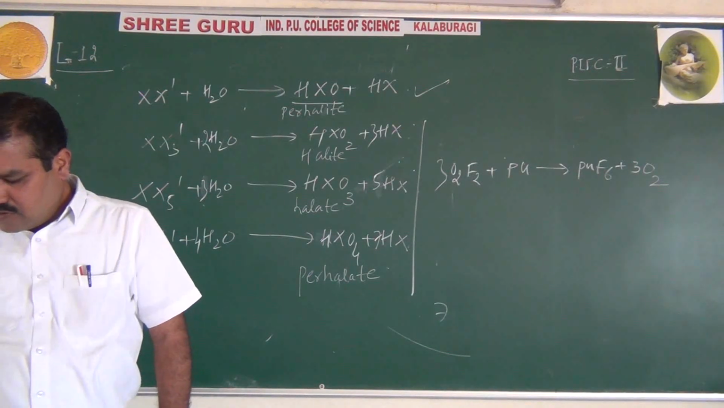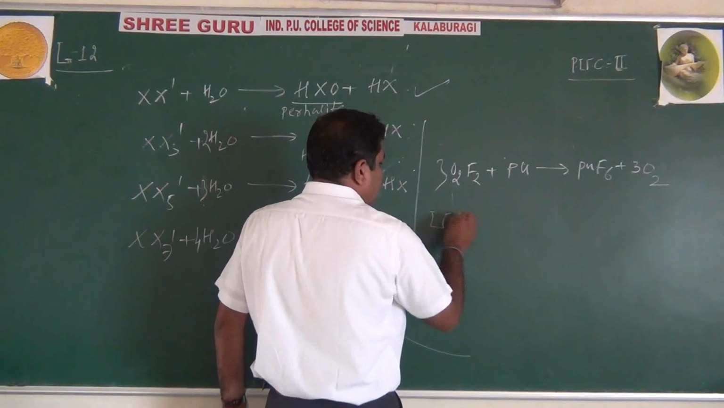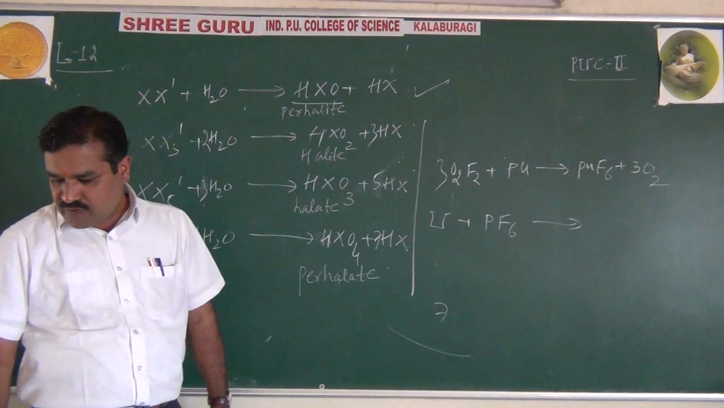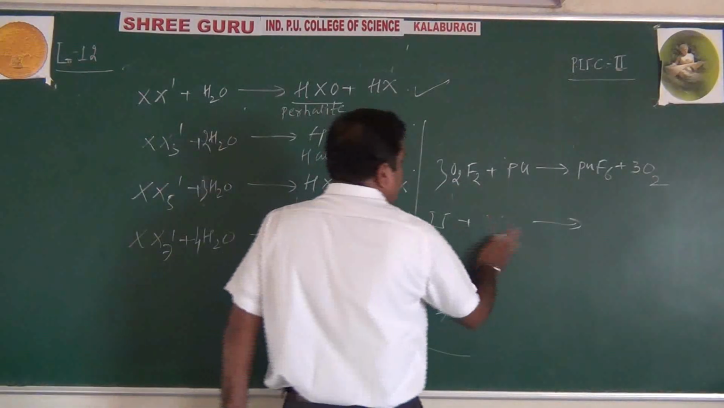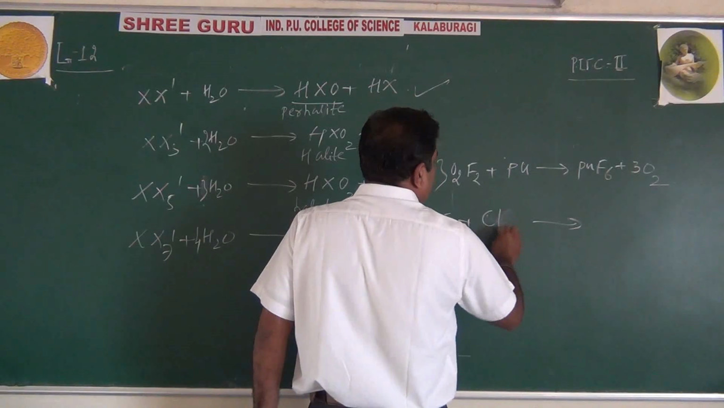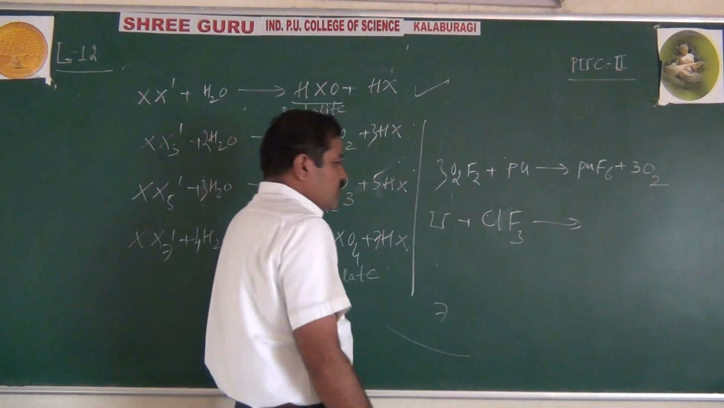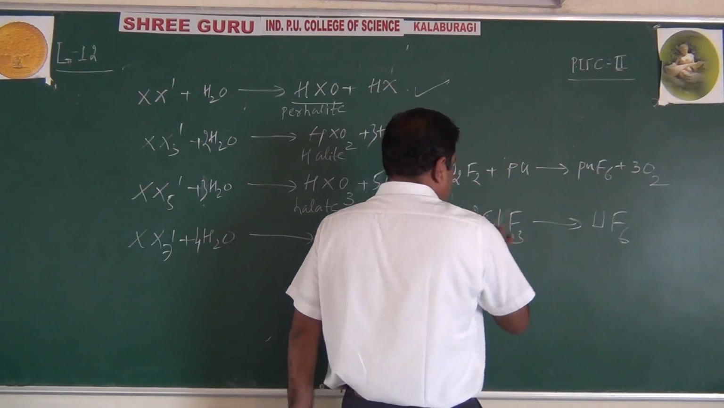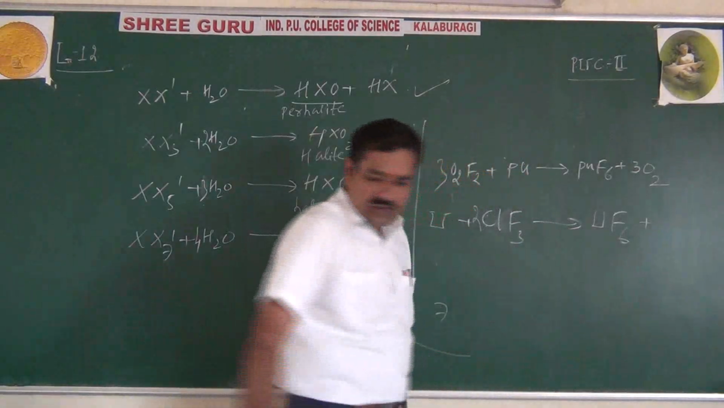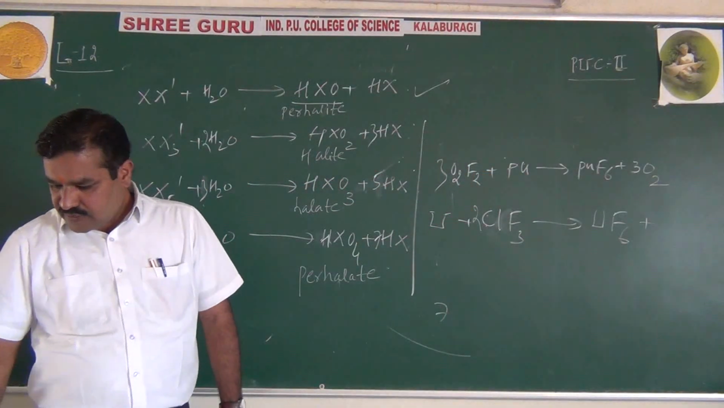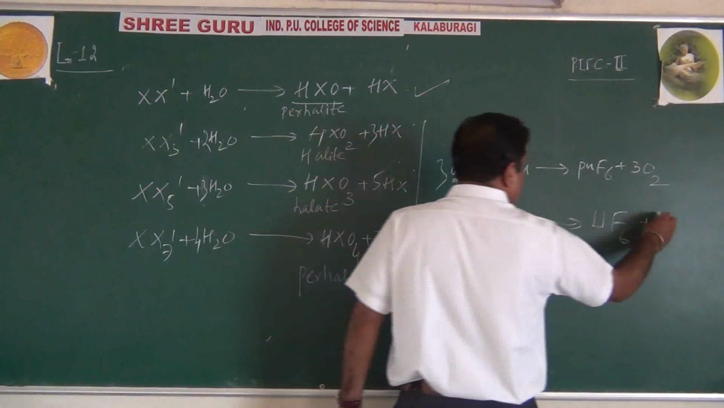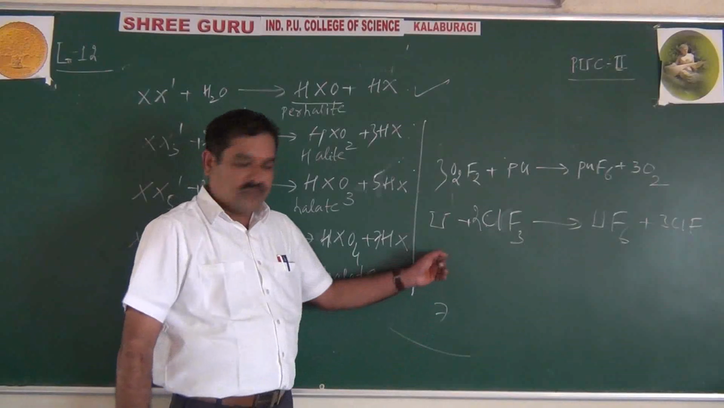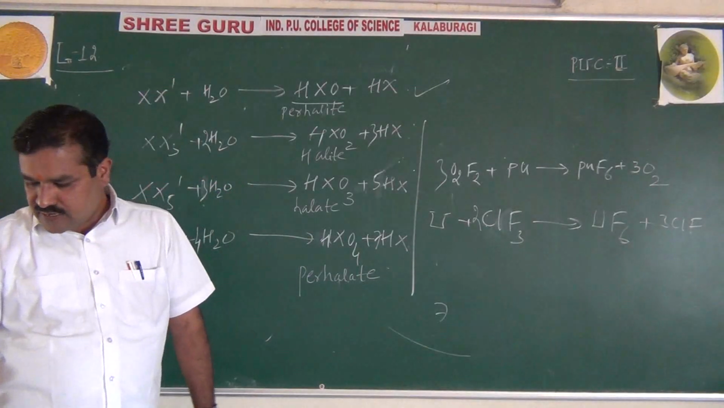And even this uranium also, uranium with chlorine trifluoride, sorry, uranium plus chlorine trifluoride will form UF6, uranium hexafluoride, along with chlorine trifluoride. Like this, these are used as fluorinating agents.